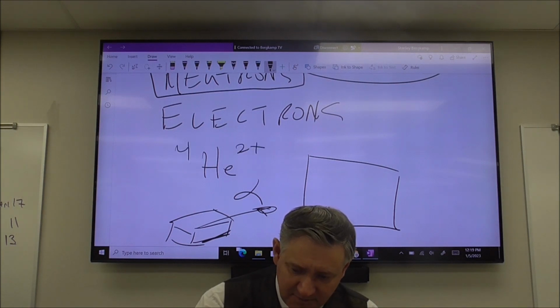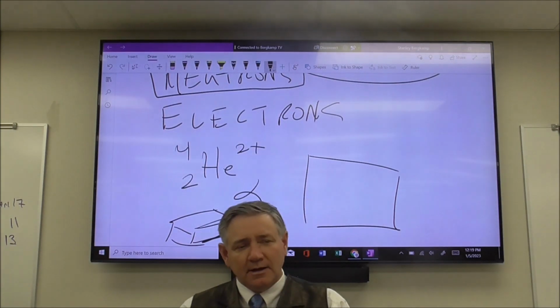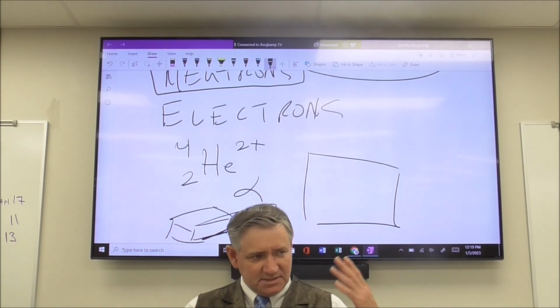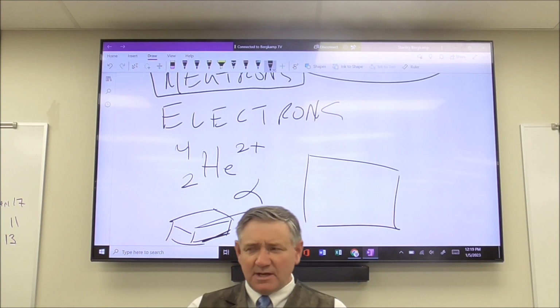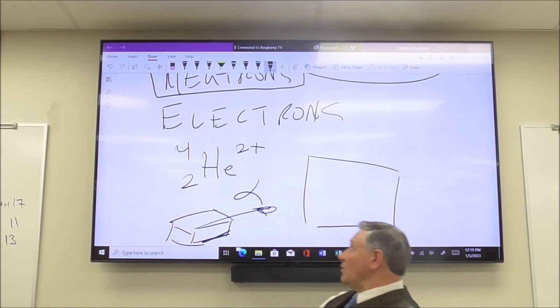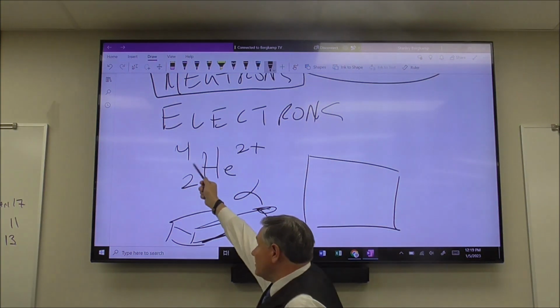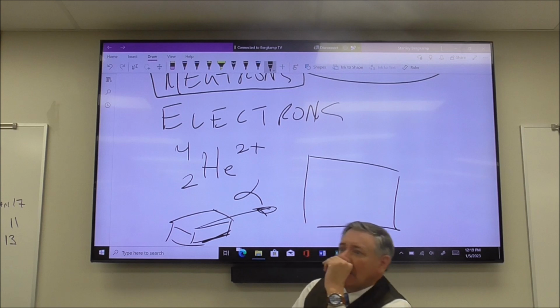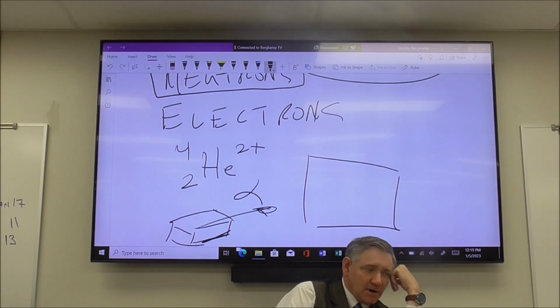Now let's make sure everybody knows what I write down, because part of chemistry is that it's almost like a foreign language. So I have to make sure everybody understands what that language is. When I put this 4 up here, anybody remember what that 4 represents? Like the total number of particles in the nucleus. It's called the mass number, right?